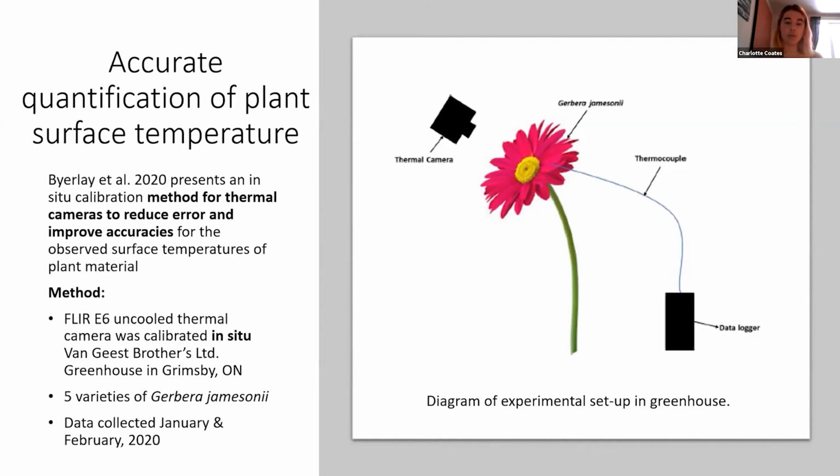Here on the right, we see the diagram of how we're doing the calibration in situ. We have the thermal camera taking an image of the specimen, while at the same time we are recording the true temperature of the specimen by use of a thermocouple and data logger, as we have shown in our previous methods. This thermocouple and data logger were previously calibrated using an ice water and boiling water dew-point calibration. So we know the thermocouple to be calibrated, and with this, we can compare the thermal camera to the true temperature values.